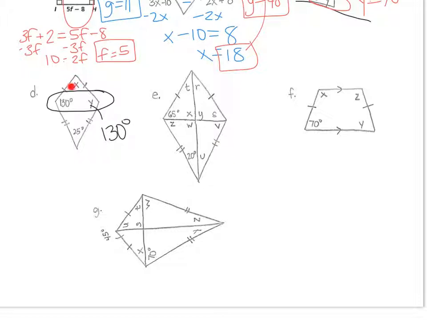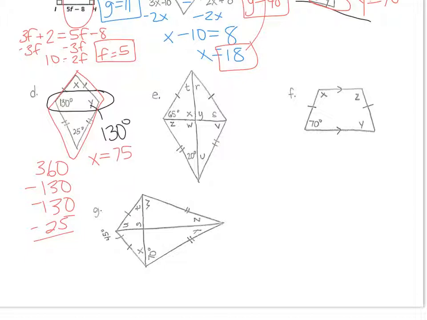But it does not mean that this is 25. That's where people mess up. So you have to use the fact that all four of these angles add up to a quadrilateral, which is 360. So I'm going to do 360 minus 130 minus 130 minus 25 to get the answer. So 360 minus 260 is 100, minus 25 is 75. So x equals 75 degrees. And y is 130.